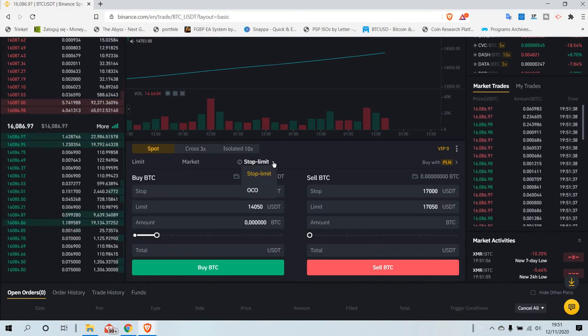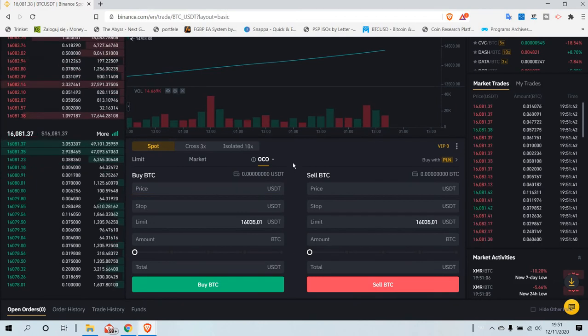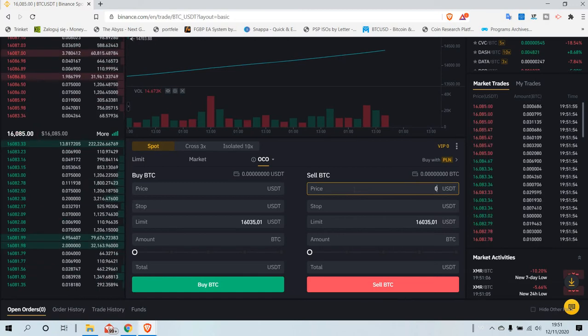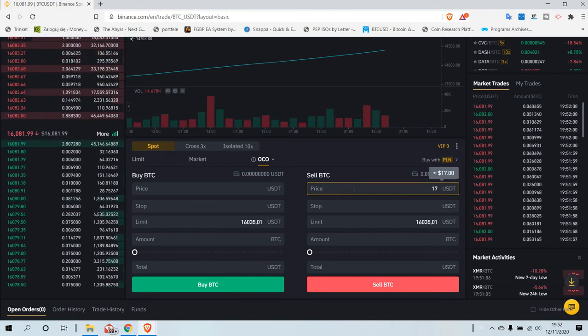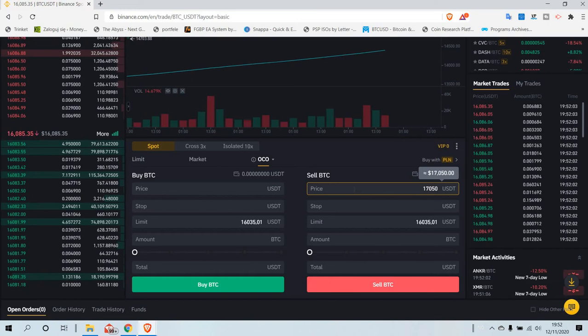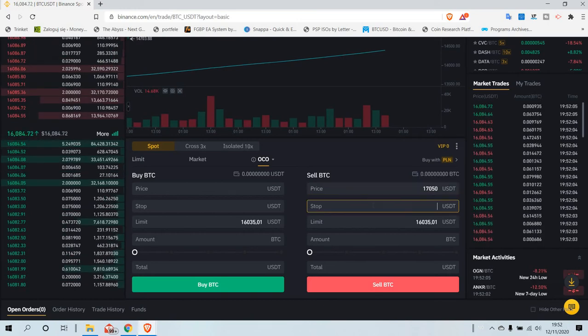And when it comes to stop limit orders, we also have OCO. This is very useful when you are trading, because for example, let's say you want to sell for 17,050, and then you can put a stop loss at the same time.